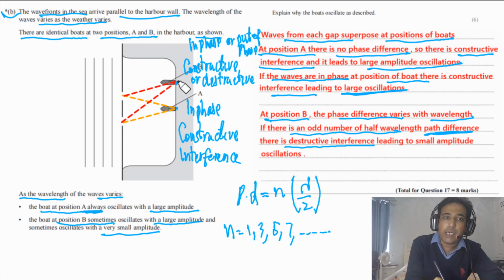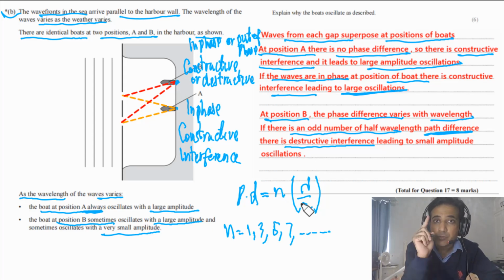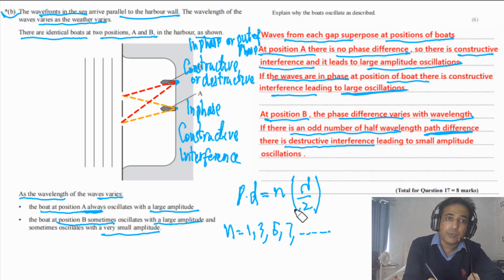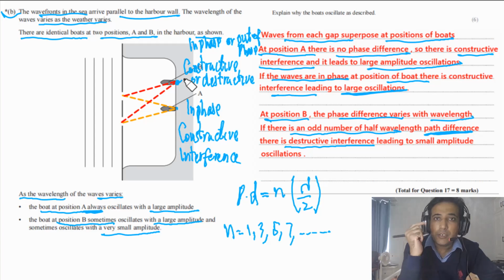So at this point, we will have destructive interference, because if n is equal to 1, the path difference here is equal to lambda by 2. So the phase difference will be equal to 180 degrees. And if n is equal to 3, this is 3 lambda by 2, again one cycle and a half cycle. So when waves reach this point, they will be out of phase, so there will be destructive interference, which means amplitude will be small.